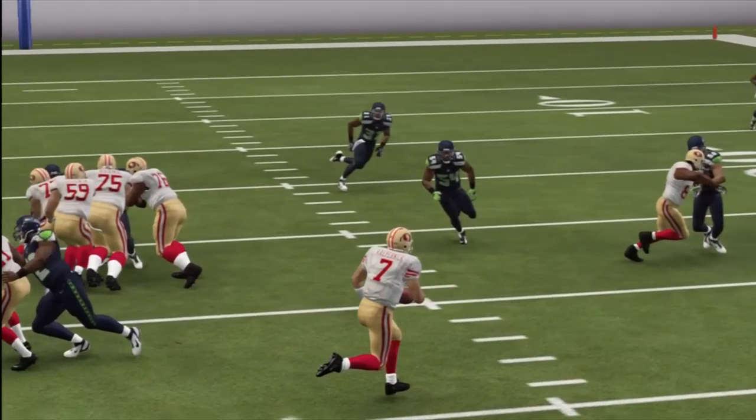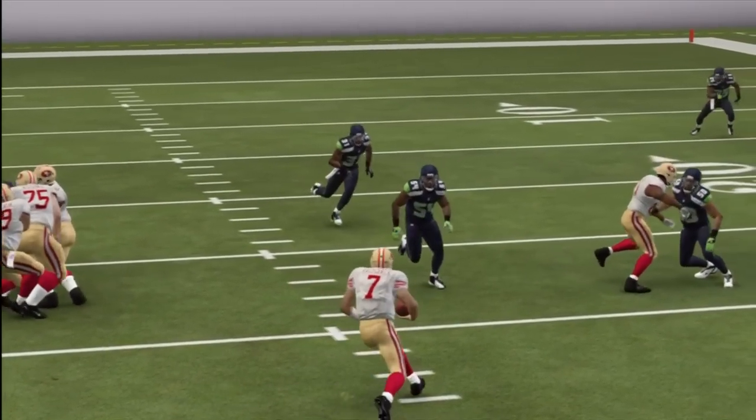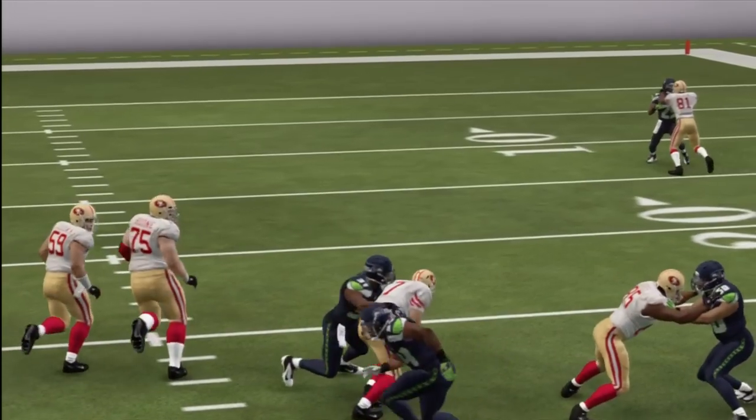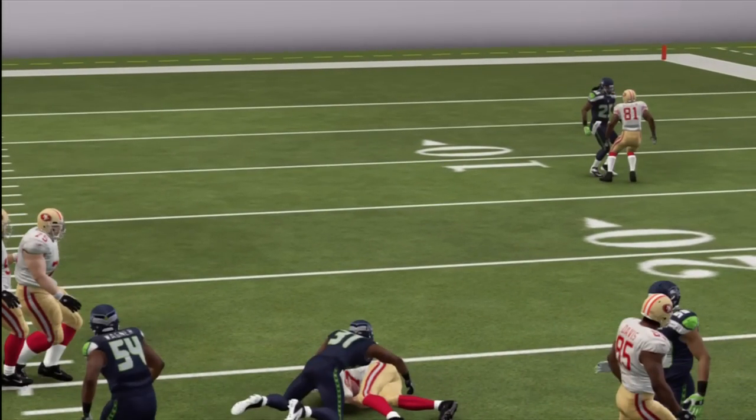So what I suggest is get to using this scrape exchange in your defense. With the new audible system, I think every formation that you run needs to have some sort of blitz like this in it. Enjoy.